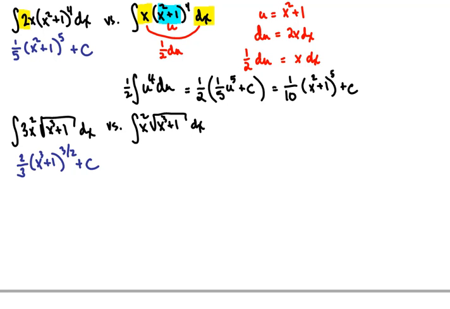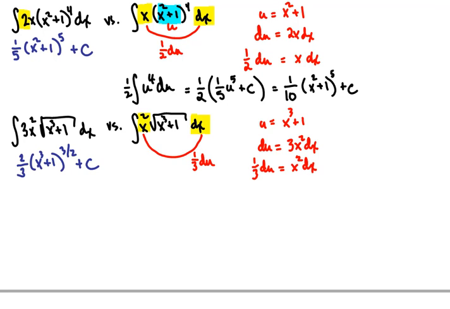So once again, our inside function is x cubed plus 1, and its derivative is 3x squared, and we're not going to match that exactly, but we do have a constant multiple of it. And so u is x cubed plus 1, du then is 3x squared dx. And once again, you note we don't have 3x squared dx in the original integral. We only have x squared dx. So I'm going to divide both sides by 3. And then I can swap out x squared dx and replace it with 1/3 du. And of course x cubed plus 1 is u.